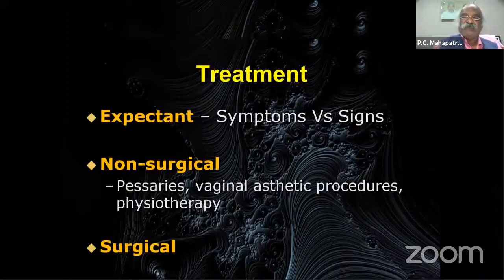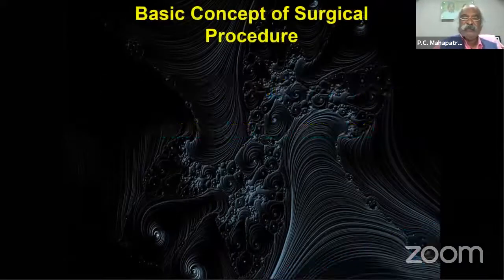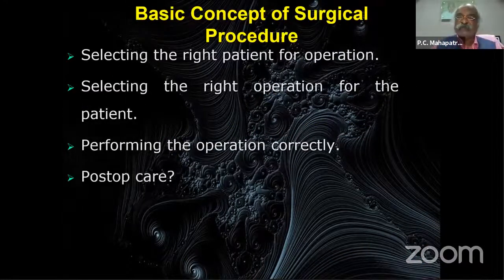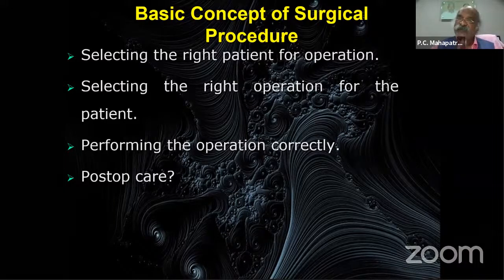What are the different types of surgery? I will just enunciate the surgical concept. When we come to the pelvic organ prolapse surgical aspect, there are tips and tricks, three important things which I tell in all surgeries. First, selecting the right patient for the operation. You have to select the right patient for the surgery, which I have discussed in detail: which are the cases you operate, and you say no to some cases where they don't require surgery.